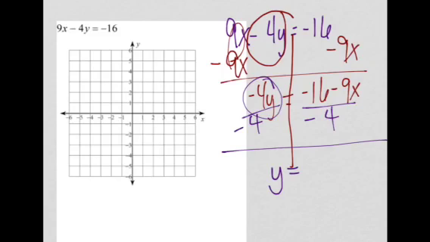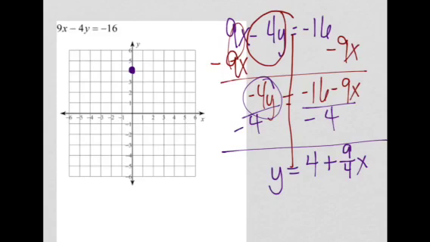Negative 16 divided by negative 4 is a positive 4. Negative 9 divided by negative 4 turns into a positive 9 over 4x. So, to graph, I start with my y-intercept, which is this 4 number right here. So I go to my y-axis on 4 and I put it up. My slope is 9 over 4.